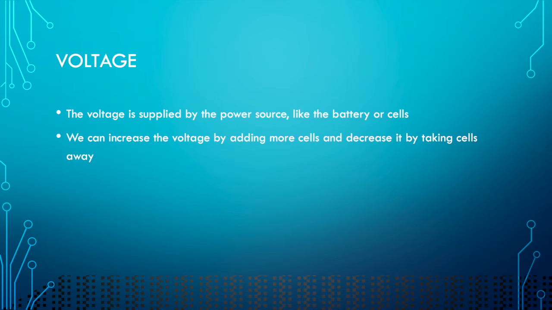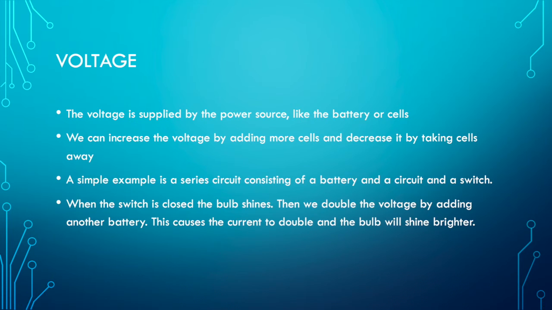The voltage is usually supplied by the power source. In a circuit, this is usually the batteries or the cells. When we increase the number of cells, we increase the voltage, and when we decrease the number of cells, we decrease the voltage. A simple example is a series circuit consisting of a battery, a bulb, and a switch. When the switch is closed, the bulb shines. Then we double the voltage by adding another battery. This causes the current to double, and the bulb will shine brighter.